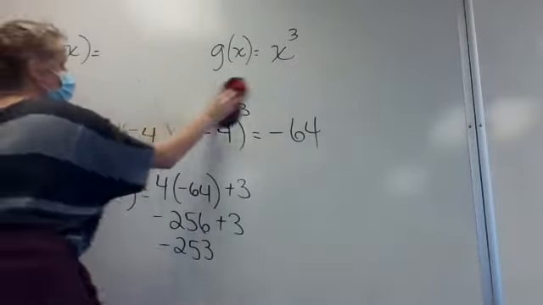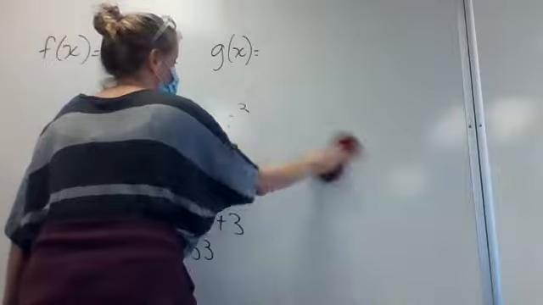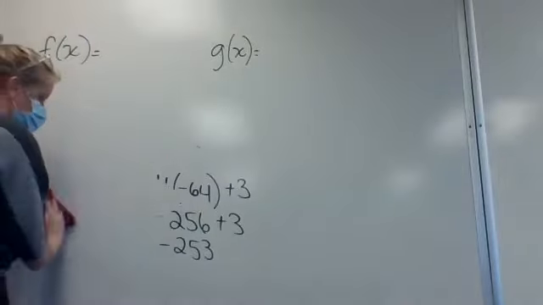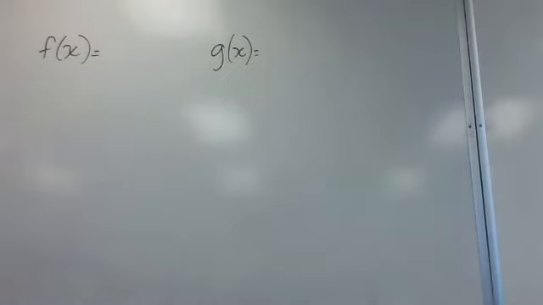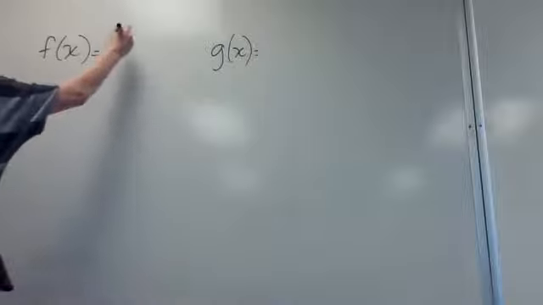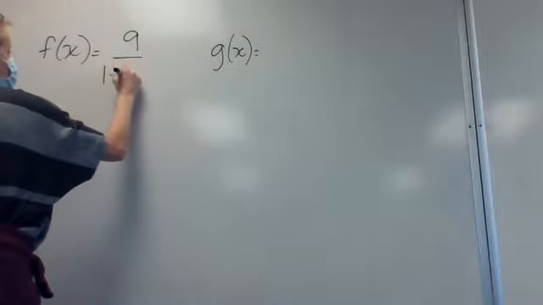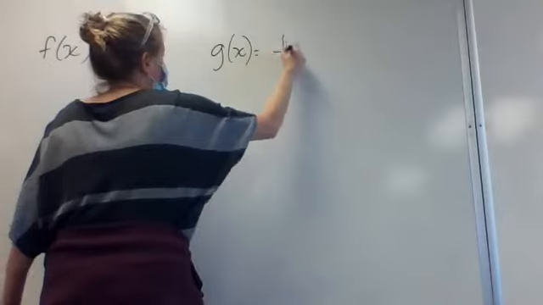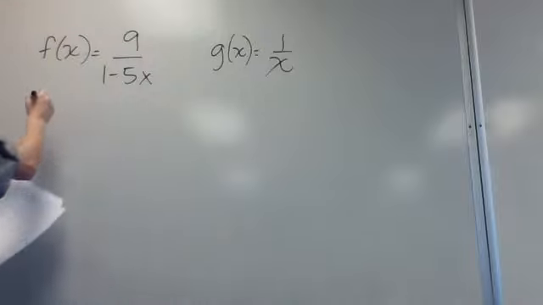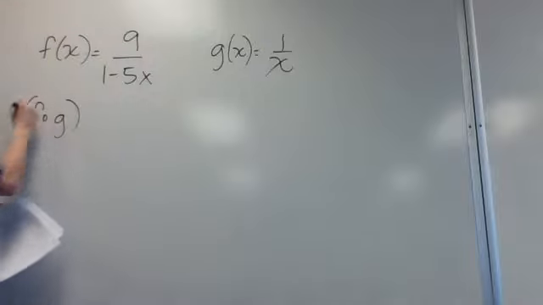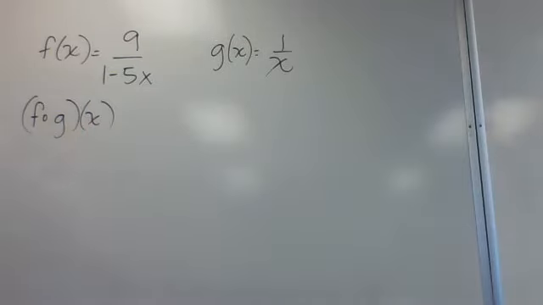We'll end with this one. We'll do the rest next class. F of x is 9 over 1 minus 5x. G of x is 1 over x. This one has a lot of parts to it. First thing we're going to do is find f of g of x and its domain.